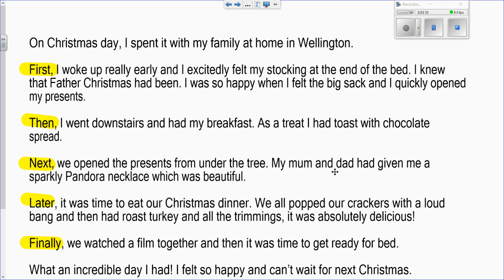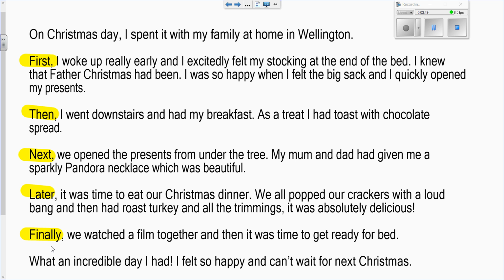My mum and dad had given me a sparkly Pandora necklace, which was beautiful. We've added in this word sparkly. Who can remember what type of word sparkly is? Hopefully, some of you have straight away in your head gone, that's an adjective. Later, it was time to eat our Christmas dinner. We all popped our crackers with a loud bang and then had roast turkey with all the trimmings. It was absolutely delicious. We've got this word loud in to describe the bang, so another adjective. If you can remember, try to use some adjectives in your writing.